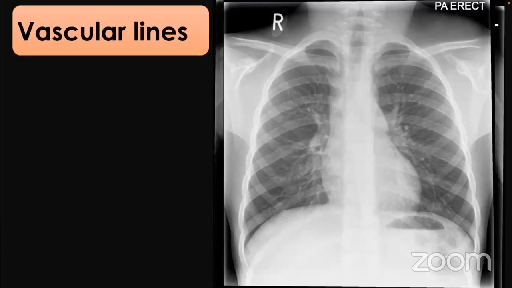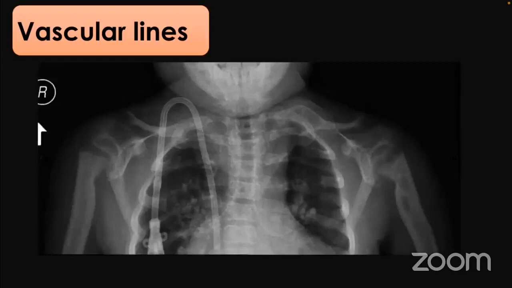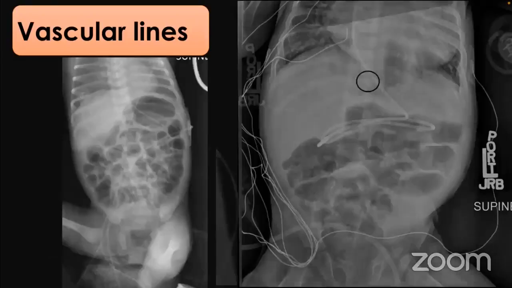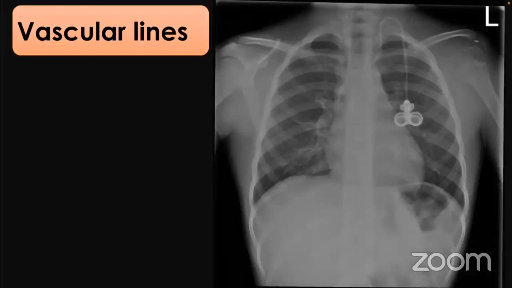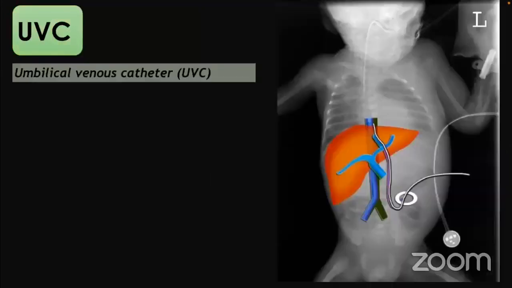This image shows the left scapular lesion before removing the scapula. Sorry, I will go again to the image. This is the Port-a-cath. Here, we have an aggressive lesion on the left scapula, which proved to be Ewing sarcoma. Now we will go to the umbilical venous catheter.